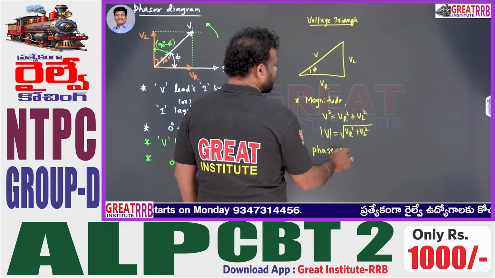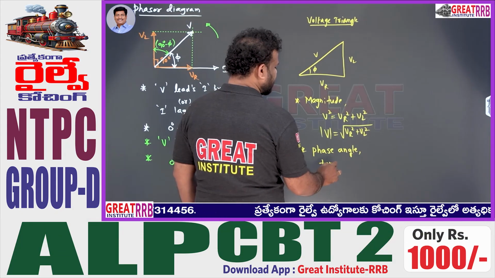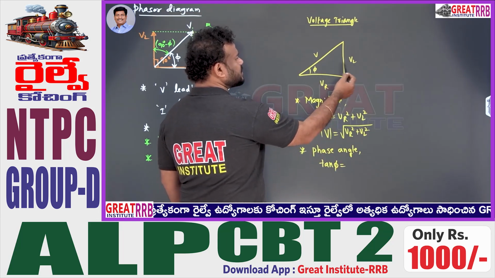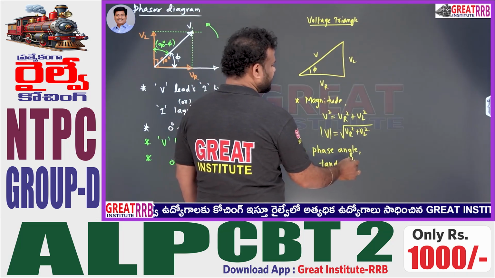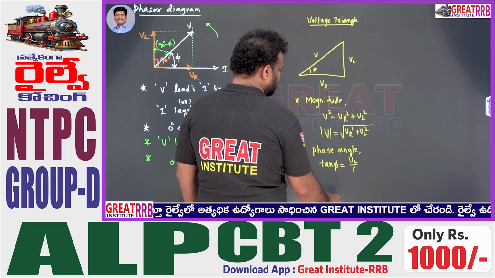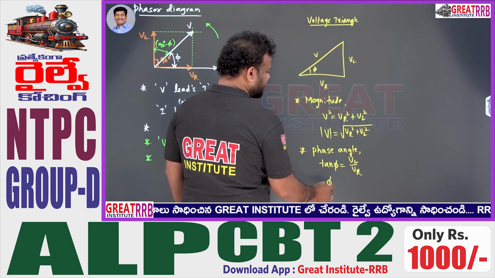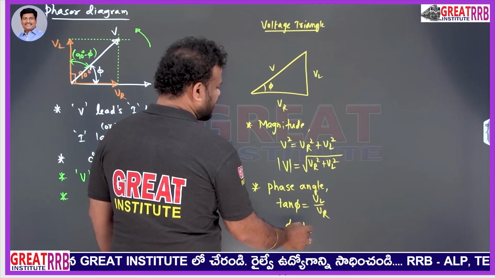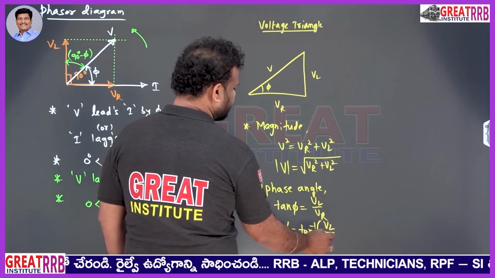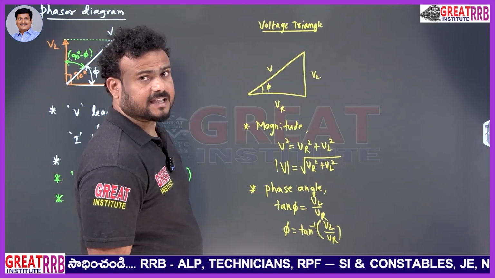Similarly, next point number 2, if I ask phase angle. Sir, how can we calculate this phase angle? That is calculated by tan phi is equal to, tan in the sense what, my dear students? Opposite by adjacent. Therefore, VL upon VR. So, what is the phase angle phi? That is equal to tan inverse of the ratio of VL upon VR. Like this, I could represent the phase angle phi.